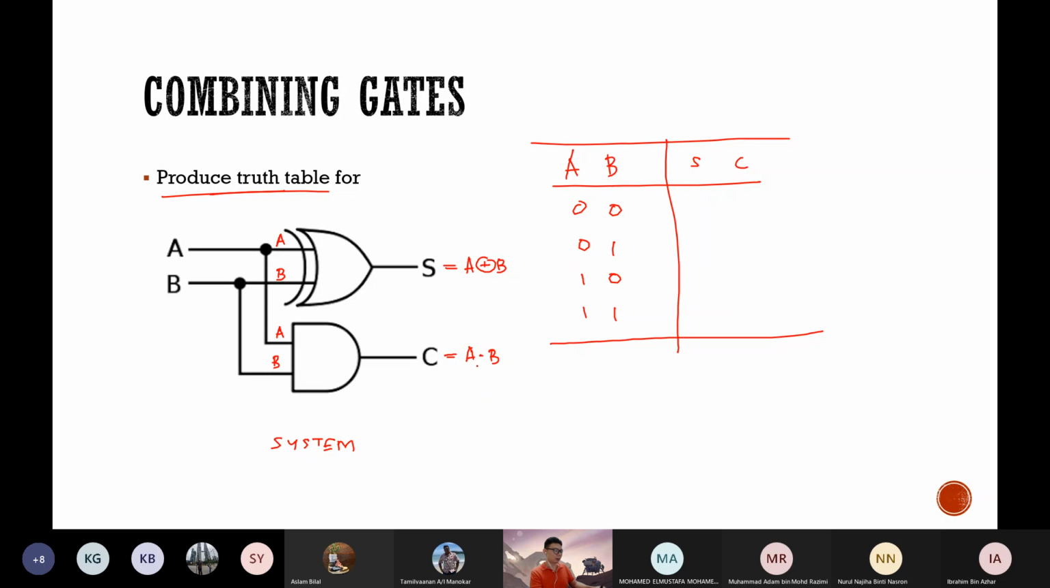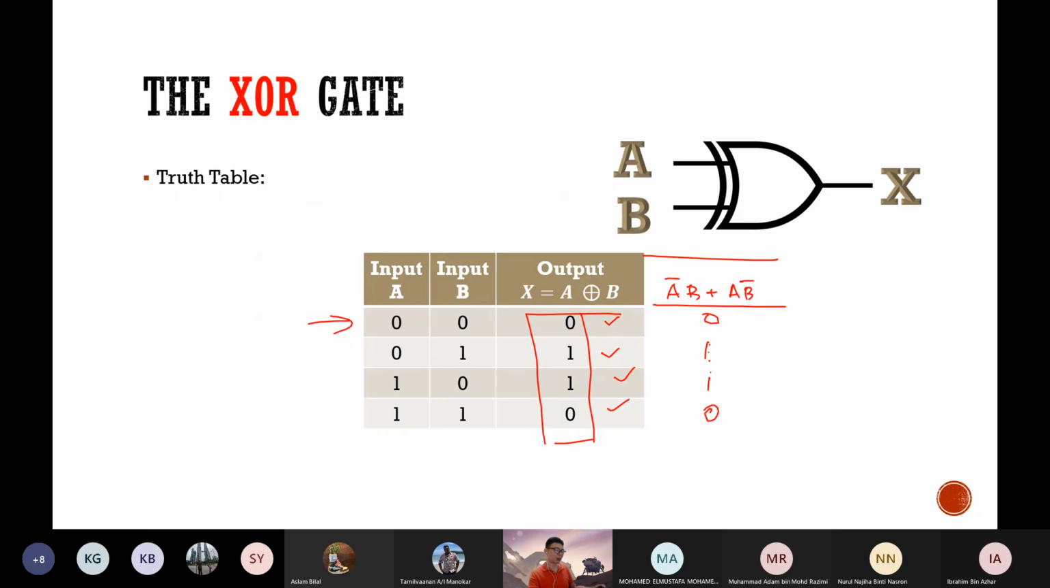Okay, now since we already have the output equations, we can really easily plug this into our truth table. Now for the first one, let's look at the S. Okay, right? So A XOR B. So let's take a look at what is A XOR B. Remember the truth table for XOR. So XOR likes to be different. When it's different, then it gives you a high signal. Okay, when it's the same, it gives you a low signal.